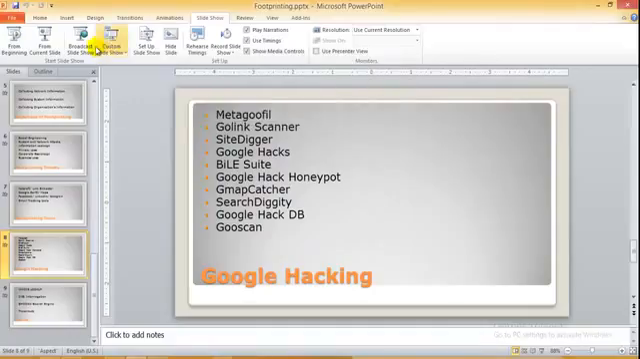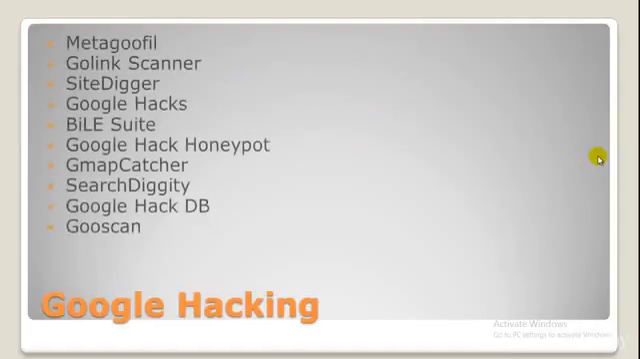Coming on to our next part would be the Golang scanner. The Golang scanner removes the cache from your searches and collects and displays only vulnerable site links. Thus it allows you to find vulnerabilities wide open to Google and Googlebot. We have SiteDigger, which searches Google's cache to look for vulnerabilities, errors, configuration issues. Google Hacks, as I told you, is a compilation of carefully crafted Google searches that expose novel functionalities from Google search and map services.